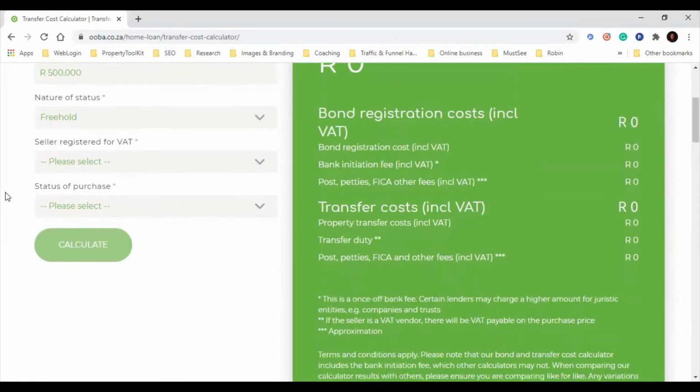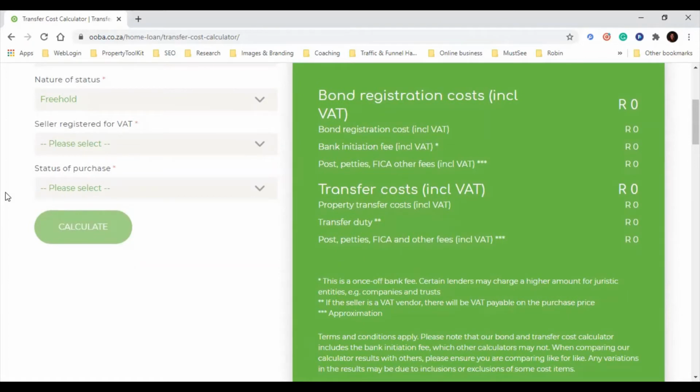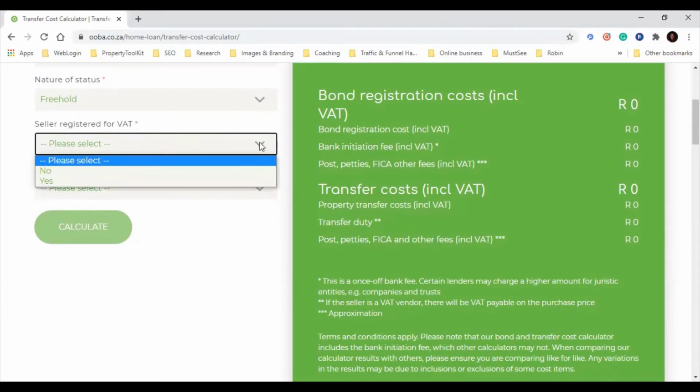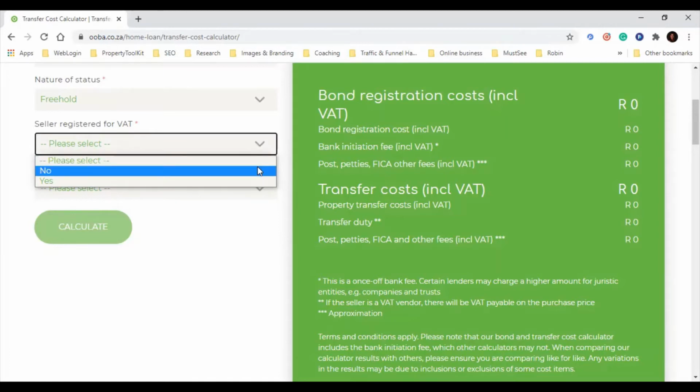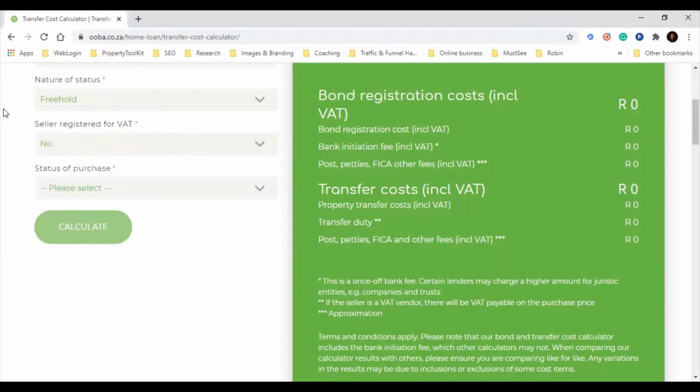In terms of the seller, 9 out of 10 times you're going to find that the seller is not registered for VAT, but it's also a good question to ask if the person is not selling in their personal capacity. So for this particular example, we're going to say no. The person is not registered for VAT because this was their primary residence that they stayed in. They purchased it in their name and they're just selling it as part of their personal assets.